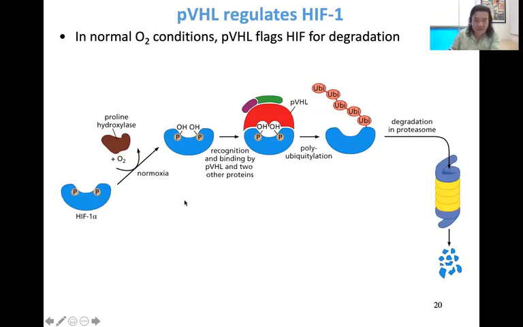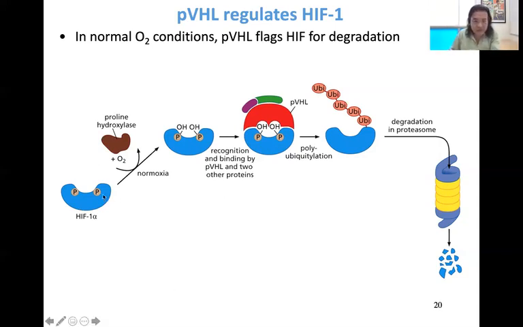So here we have an illustration of how this works. You have these proteins such as HIF1 or HIF2 that are used as sensors in a way to detect whether a cell is getting enough oxygen.